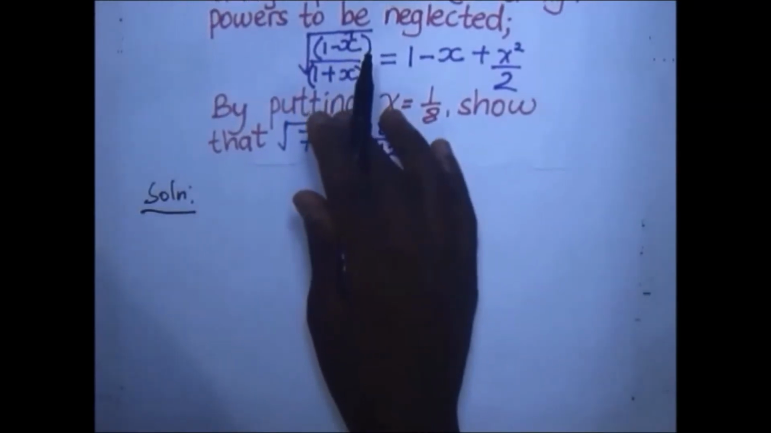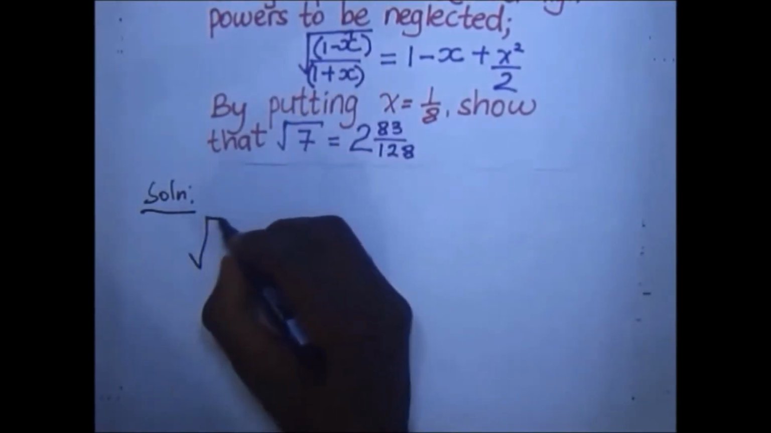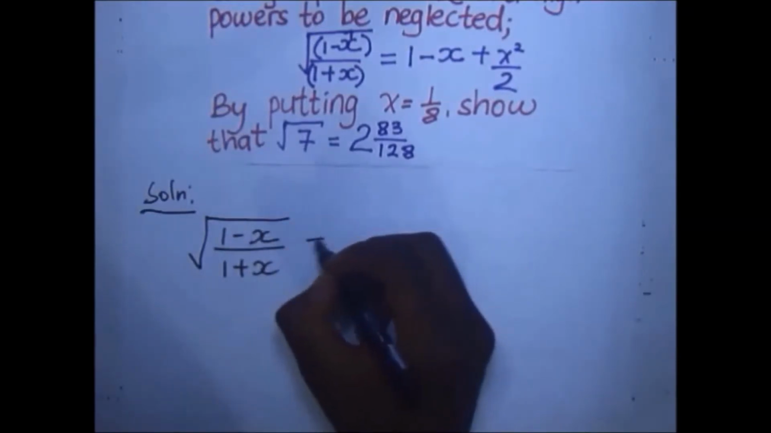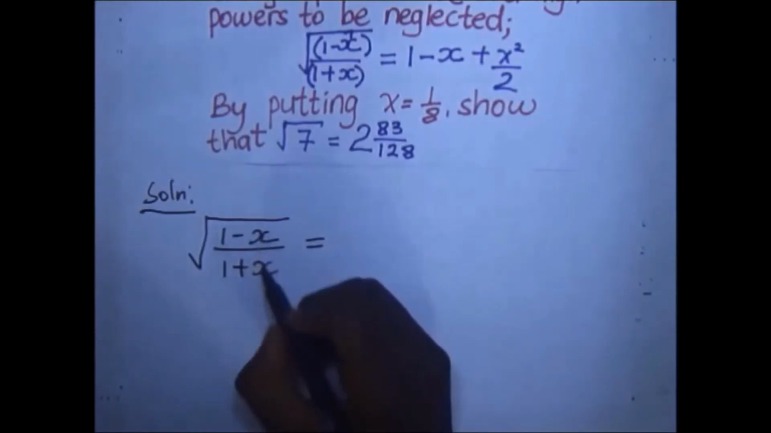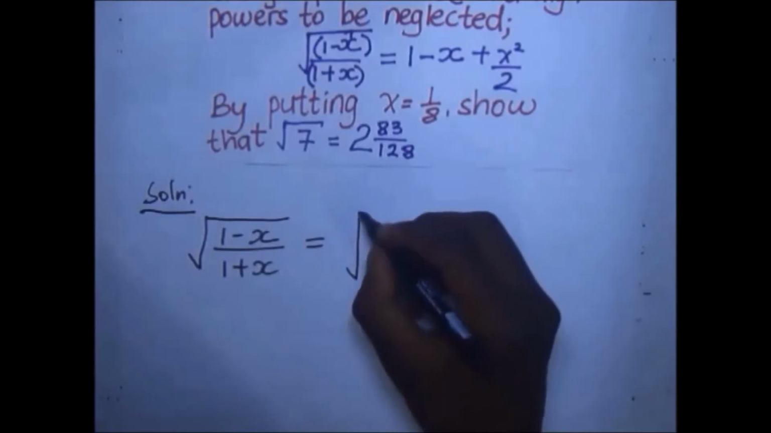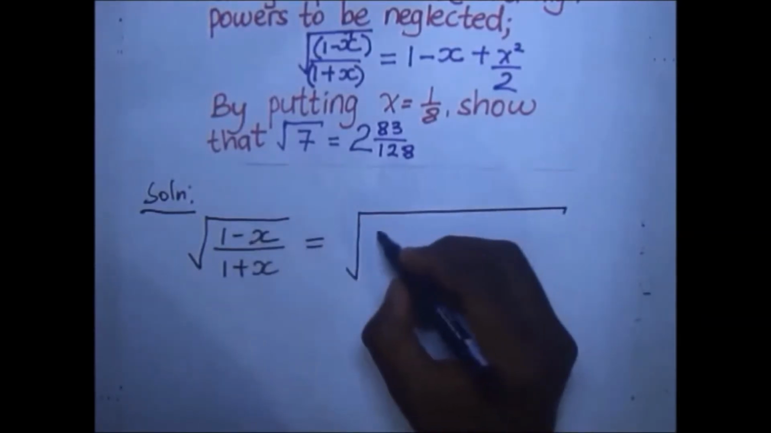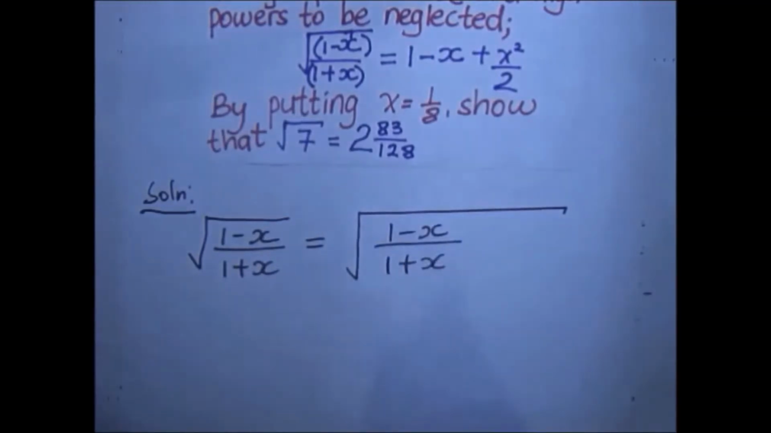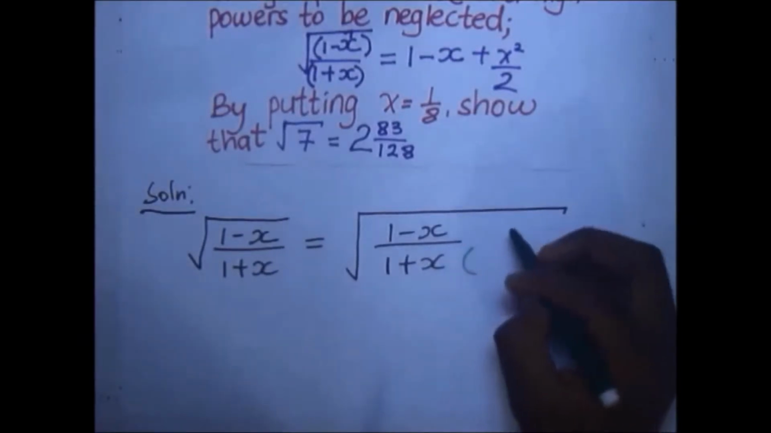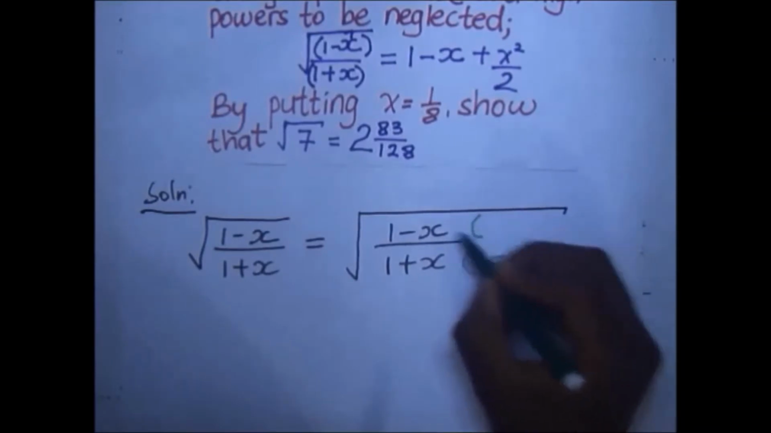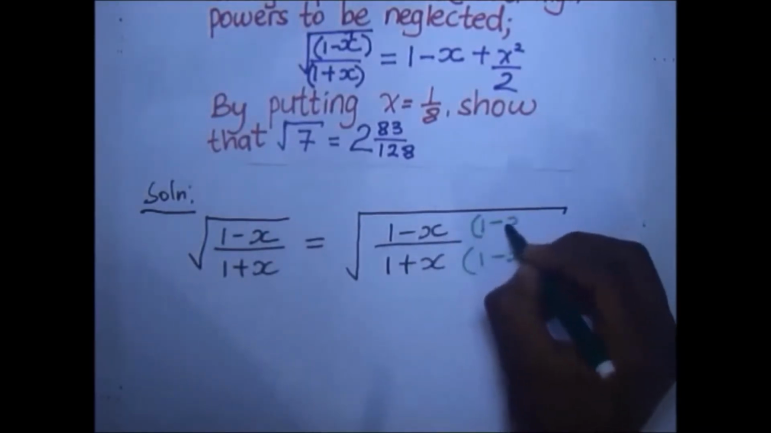Starting with this side, that is the square root of 1 minus x over 1 plus x. That's going to be equal to, we are going to now rationalize the denominator and multiply both down and up. So in this case, it's going to become 1 minus x over 1 plus x. In rationalizing the denominator, it means that we are going to multiply the denominator by its conjugate, and we do the same to the numerator. We multiply by the conjugate of the denominator.